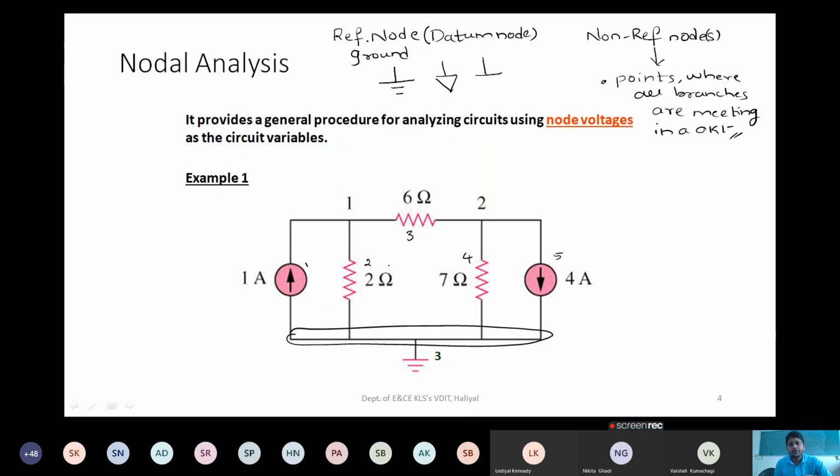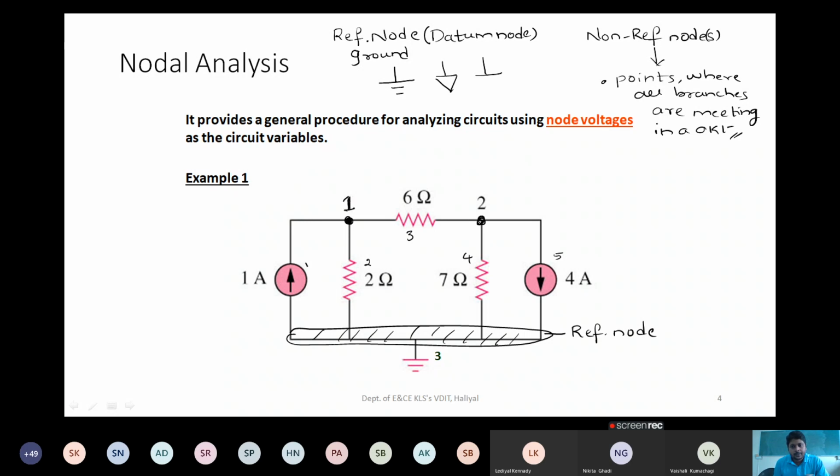Out of 5, 4 are meeting here. So it is always better to take this as a reference node. Then you should check other points also, other meeting points. So this point number 1 here, 3 elements or 3 components are meeting. You can name it as per your convenience as point number 1.